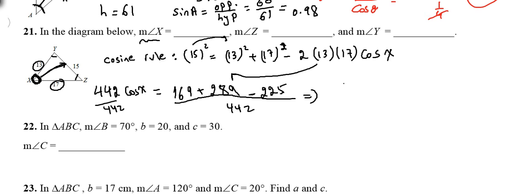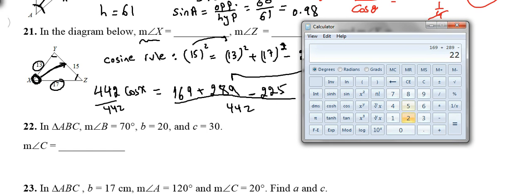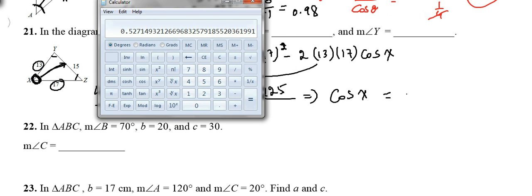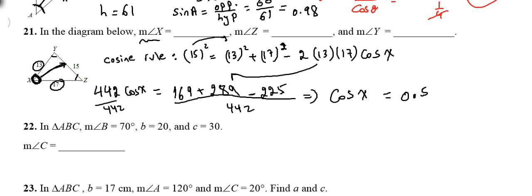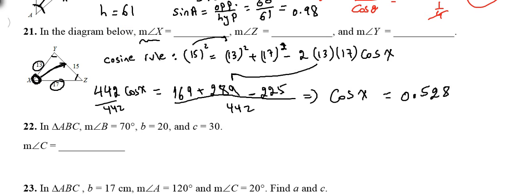We got cosine of angle X equals 169 plus 289 minus 225, and we divide this answer by 442. We got 0.527. All right, we don't need to find cosine X.